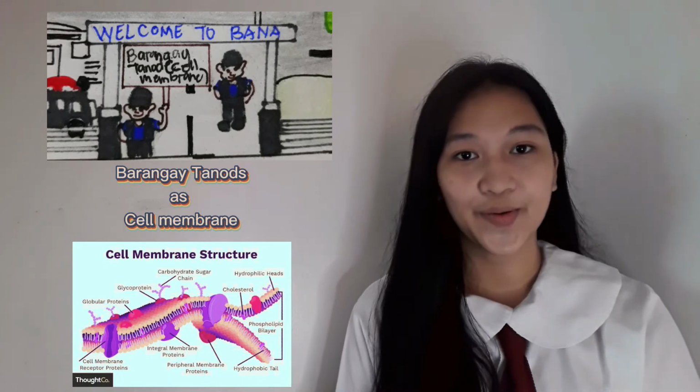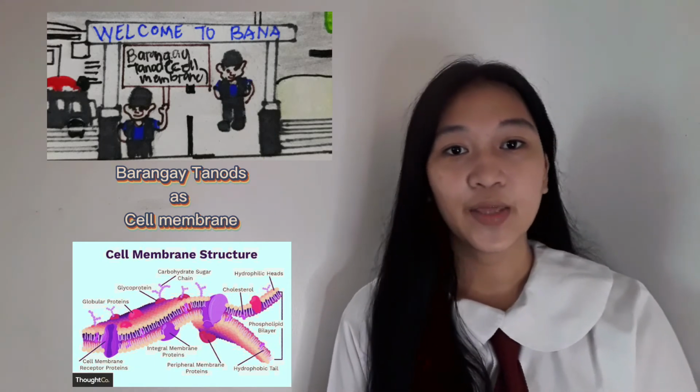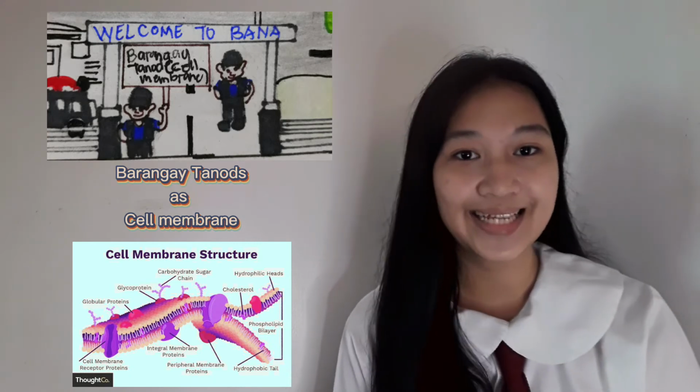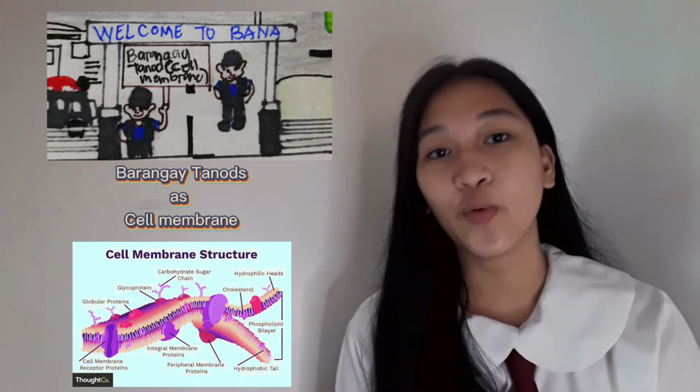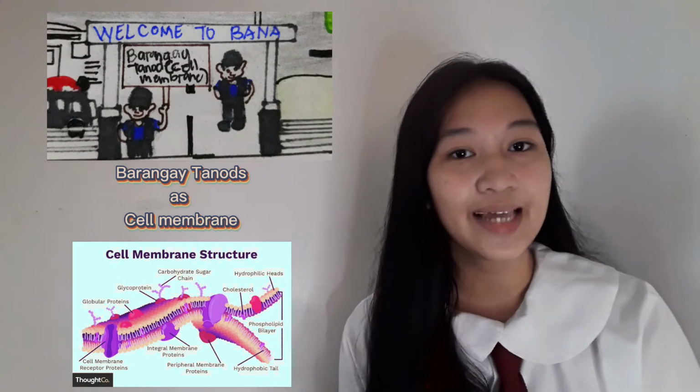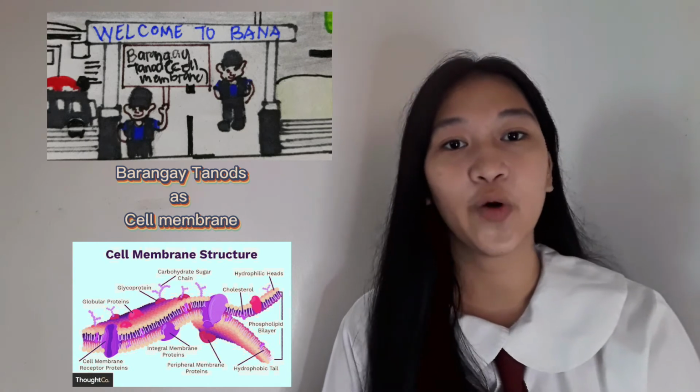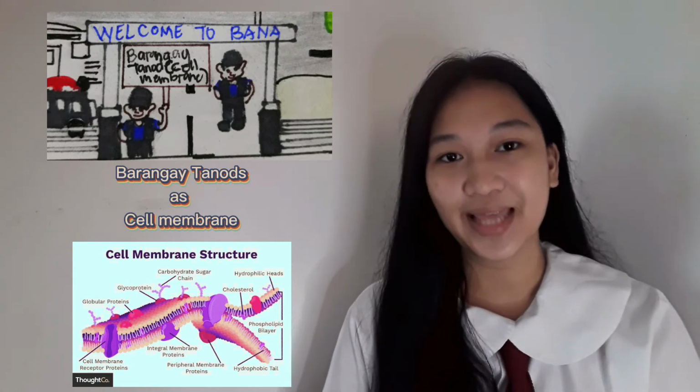Now that you've seen what's in my drawings, let's look at what parts of the drawing I made to represent cell organelles and why I chose them. First, I have barangay tanod as the cell membrane. As we all know, the cell membrane surrounds the cell to selectively screen the kinds of substances that enter and exit the cell. In short, they are those who protect the cell, just as the barangay tanod do in my drawing, where they surround the community to screen the people who enter and exit just to protect the community.